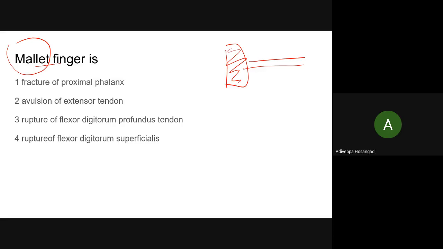If the distal phalanx has to be kept in flexion, there is loss of extension. Loss of extension is because of avulsion of the extensor tendon. Is it? Yes or no? Yes, sir. Okay, I'll explain that in a picture later.